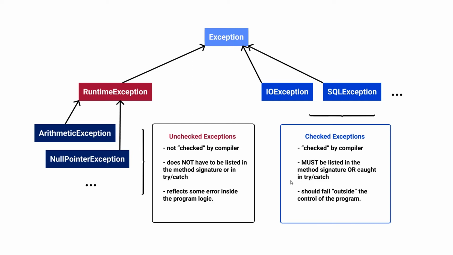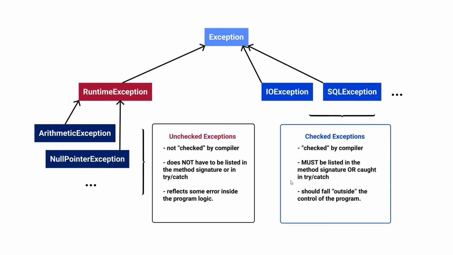So again, we must handle it for our program to be able to run. The method that contains the line of code that causes the exception can either handle the exception itself or declare it in the method signature, thereby passing off the handling responsibility to the code that calls the method.